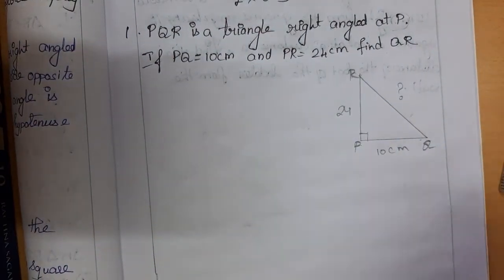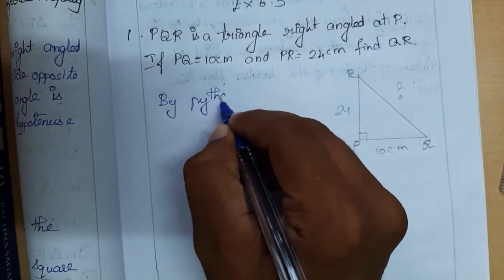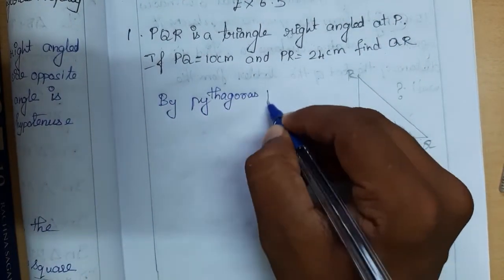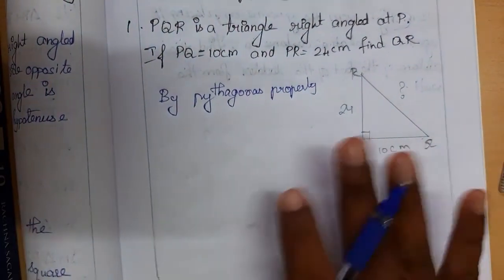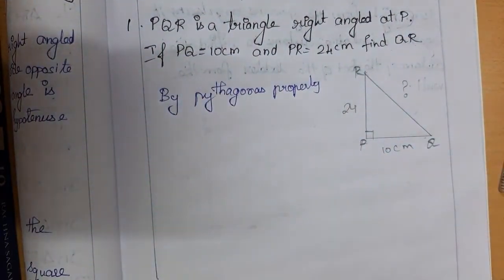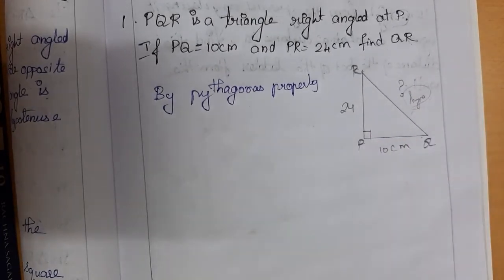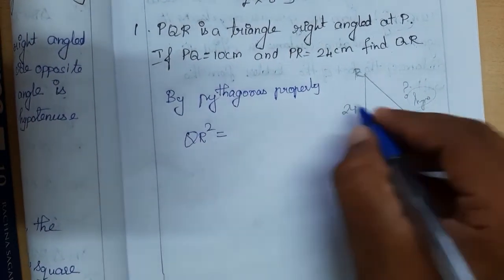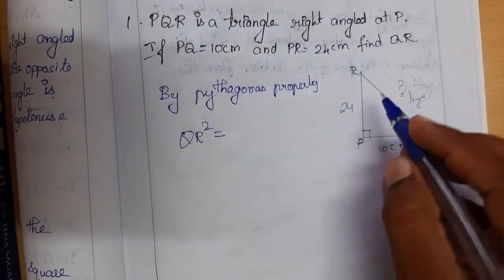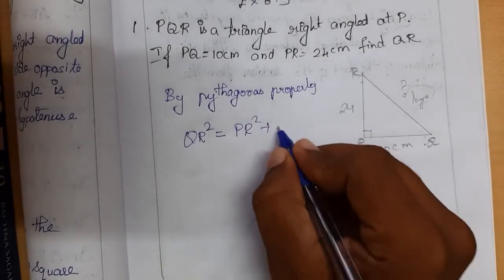So here we can apply the Pythagoras property. Sometimes it is called a theorem also. In higher classes we call it a theorem, but now we call it a property. So we have to find which is the hypotenuse, right? The side opposite to 90 degrees is the hypotenuse. So this side will be the hypotenuse. So the square of the hypotenuse, QR square, is equal to the square of the rest of the sides, PR and PQ, added.